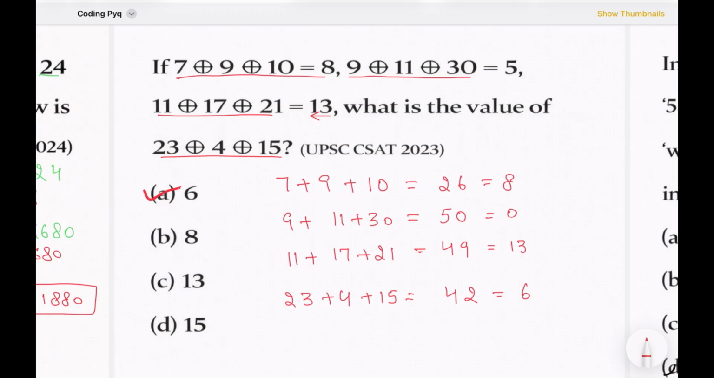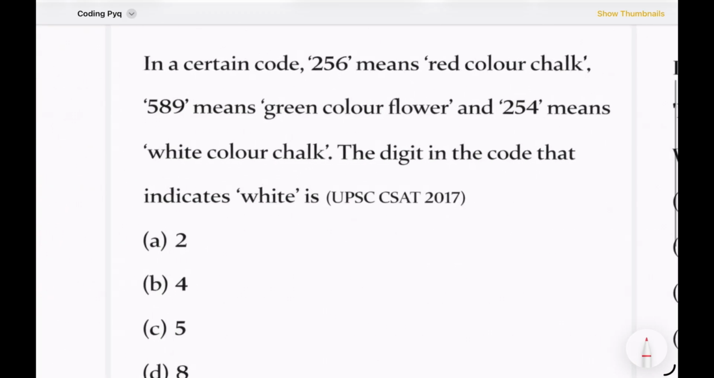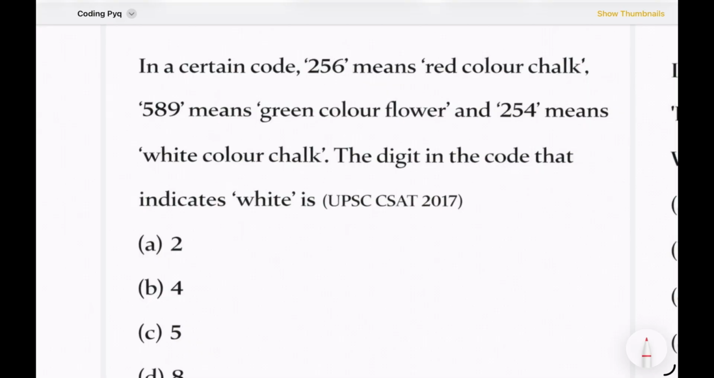Now there can be a possibility of questions where some common words or numbers are given, and we have to identify these from the equations and solve the question. In 2017 we have a question: in a certain code, 256 means red color chalk, 589 means green color flower, and 254 means white color chalk. The digit in code that indicates white is? Now we have to identify which digit is having the word white.